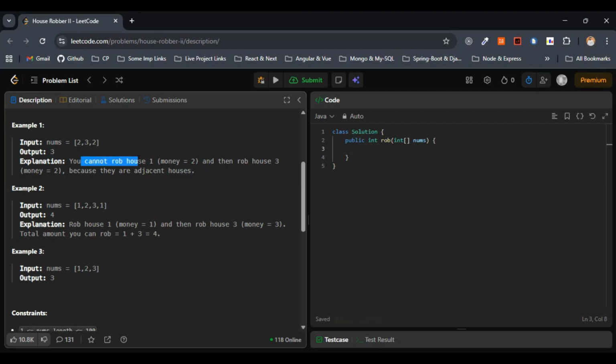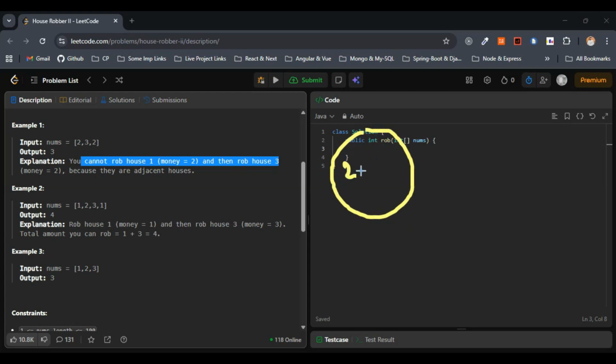We cannot rob house 1, that is money equals 2, and then rob house 3, money equals 2, because they are adjacent houses. This is in the form of a circle. Let me write this one like this. Suppose it is in the form of a circle: first we have the value 2, then this is 3, and this is 2.